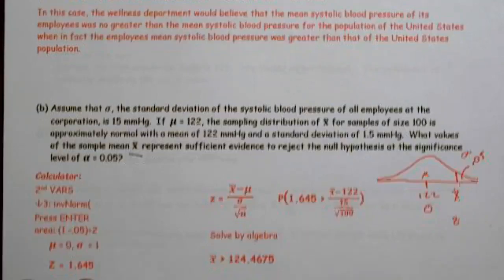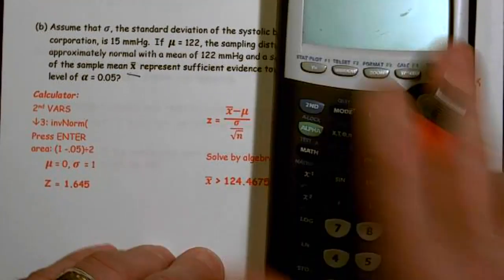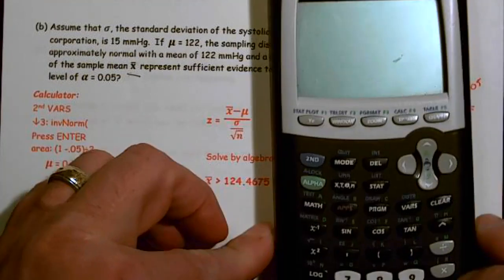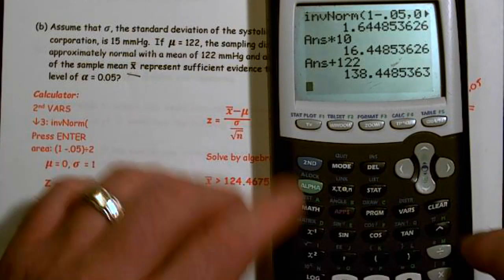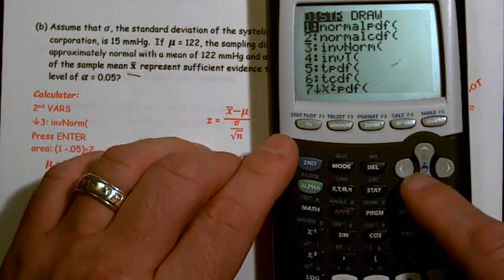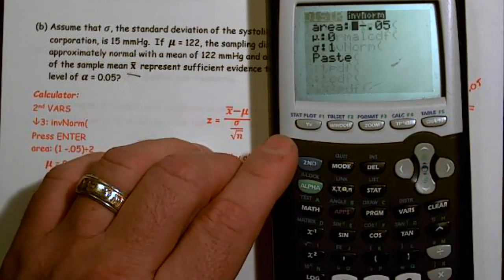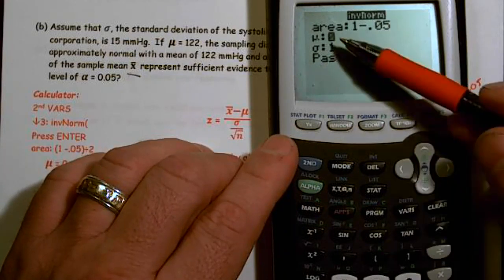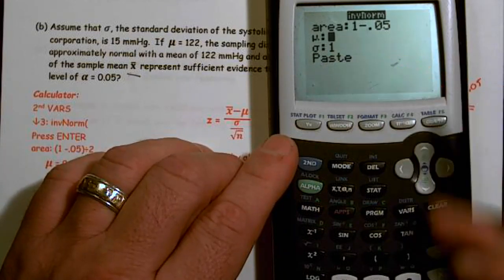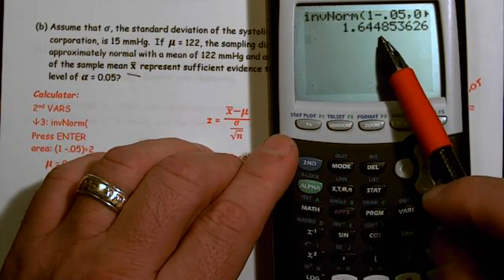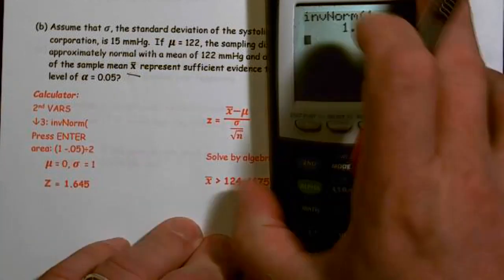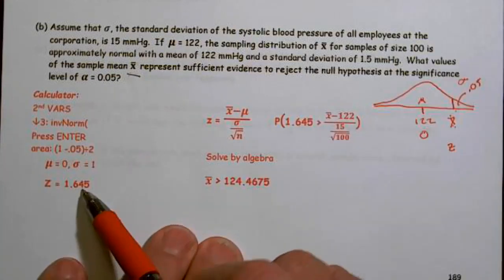To find that missing z-score, I'm going to use the second VARS inverse norm function on the calculator. Second VARS, inverse norm. My area is going to be 1 minus 0.05. My mean for a z-score is 0, and my standard deviation for a z-score is 1. And I end up getting a z-score of 1.645. So that's my z-score, 1.645.